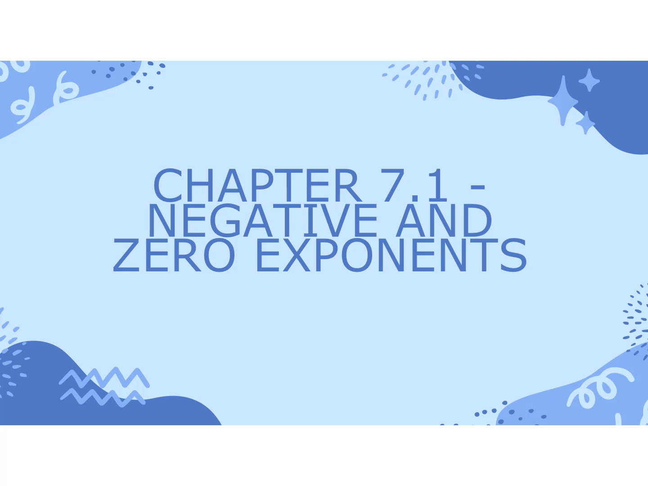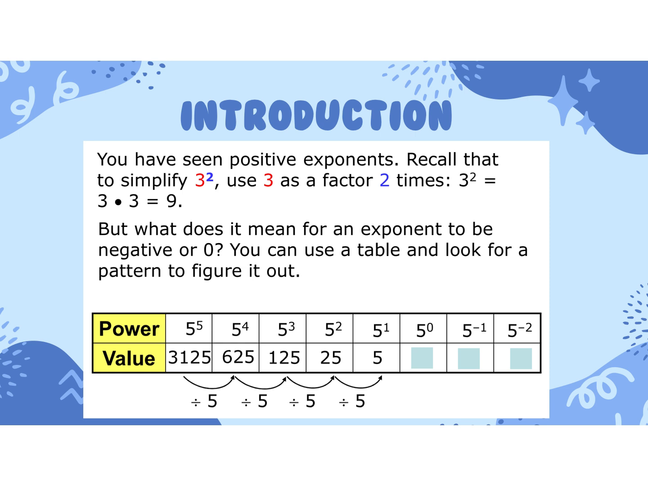All right, we're going to start chapter 7. This entire chapter is dedicated to exponents and radicals, which you guys have seen before. We're just going to go into a little bit more detail with the properties and try to simplify some expressions. All right, so you guys know what an exponent is. You guys should know what it does.